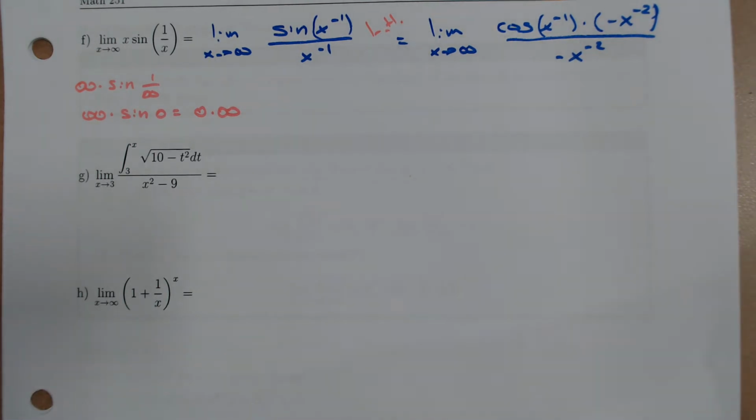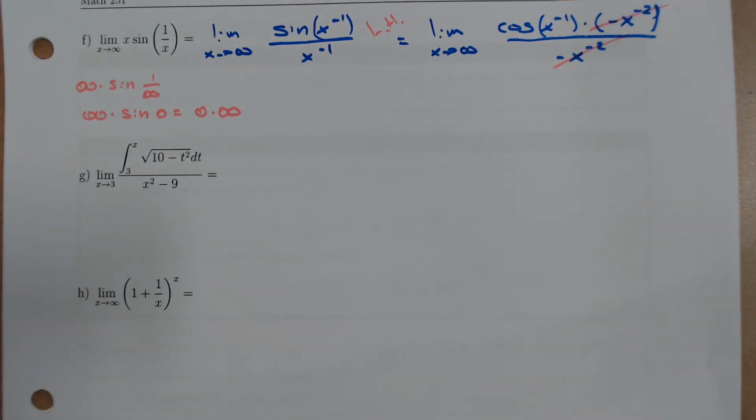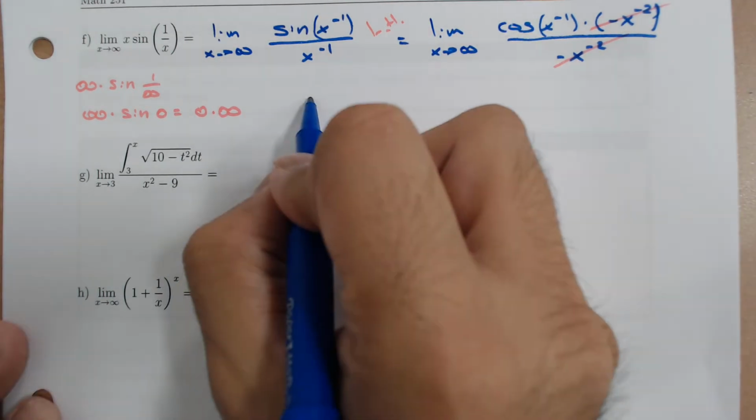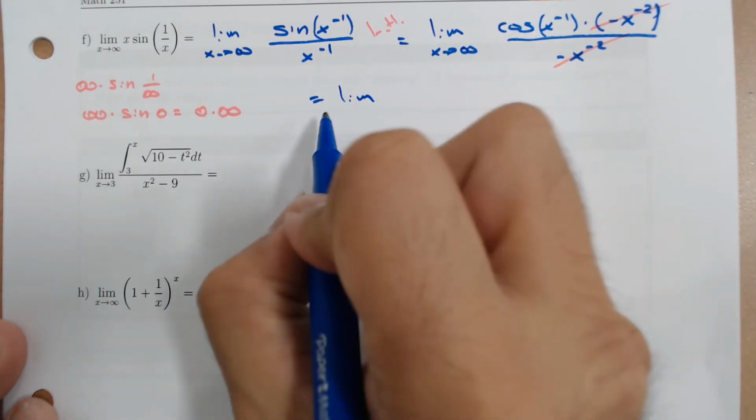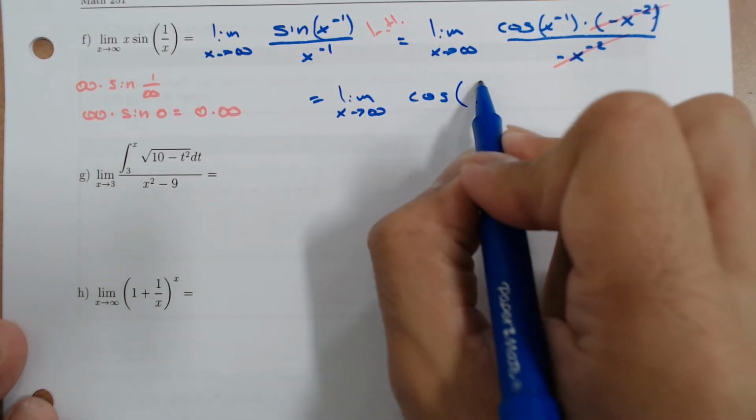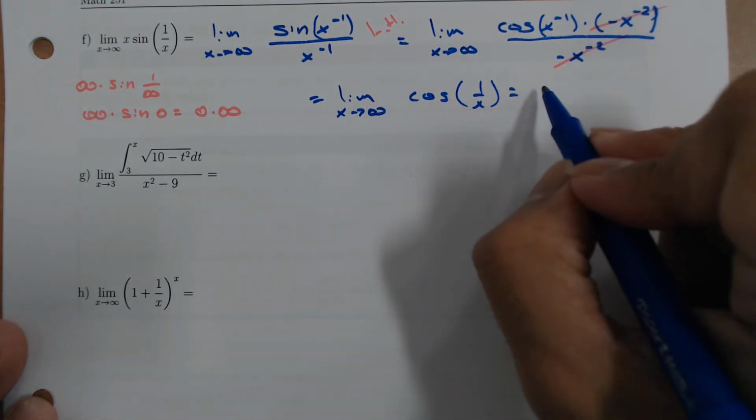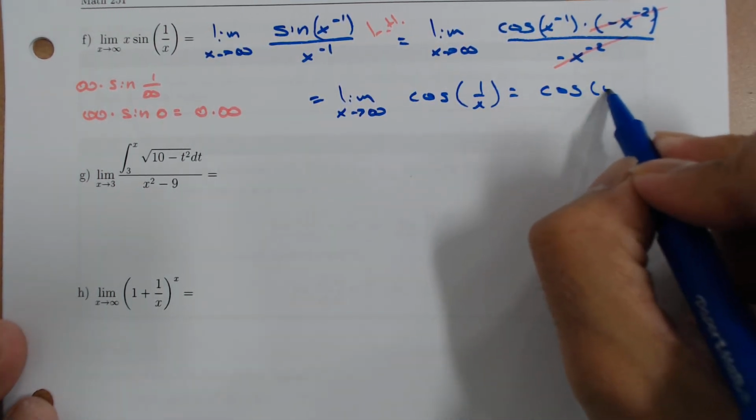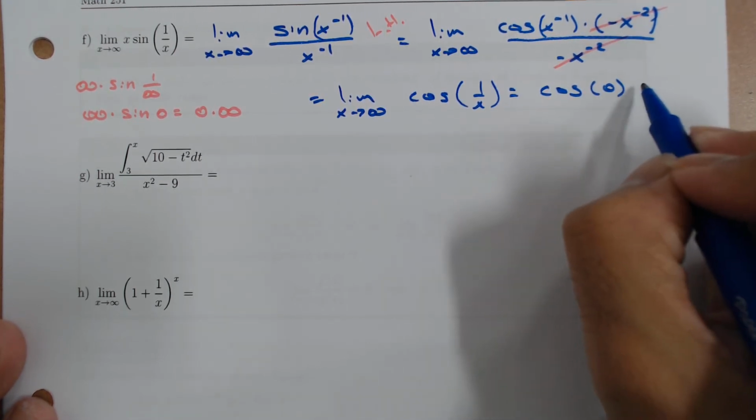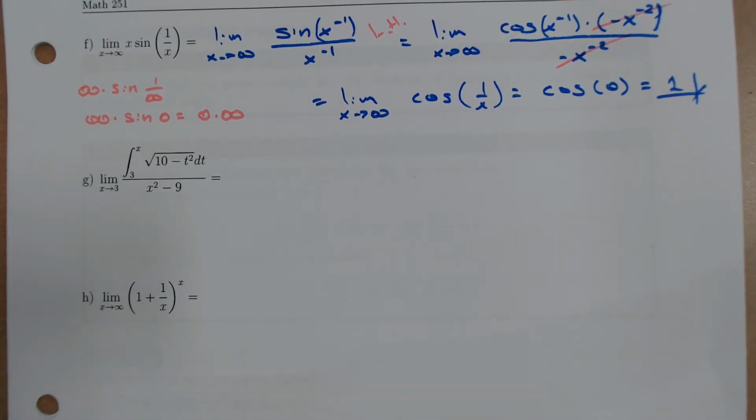So in this case, even though it looked like a crazy expression, this one is going to simplify really, really nicely. So what did we get? The limit as x approaches infinity of cosine of 1 over x, that's fine. And we already saw that this goes to 0. This is cosine of 0, and cosine of 0 equals 1. Questions about this one?